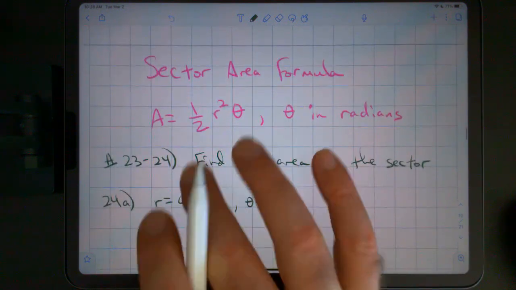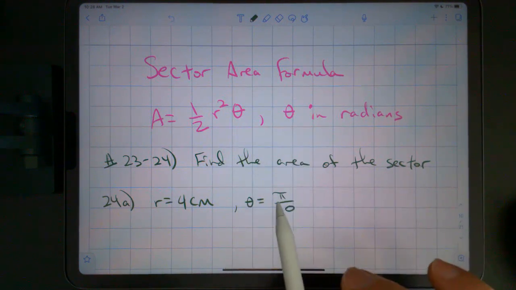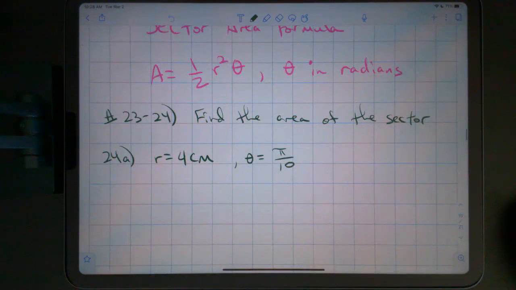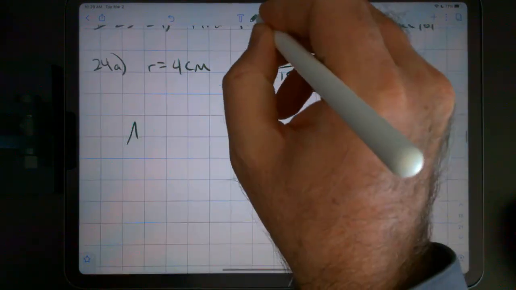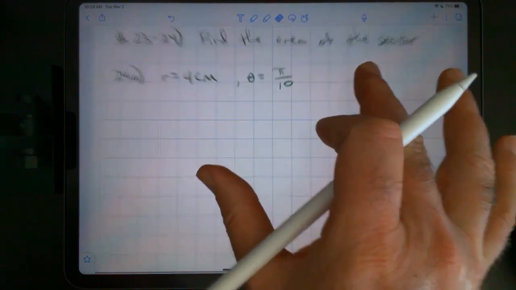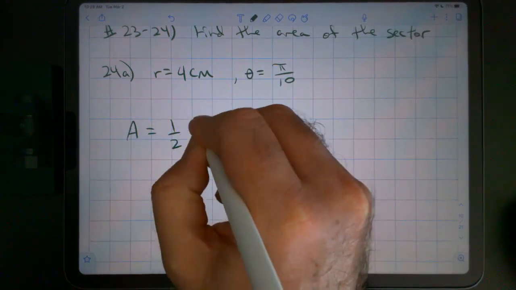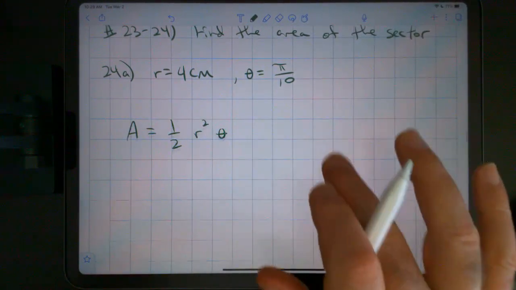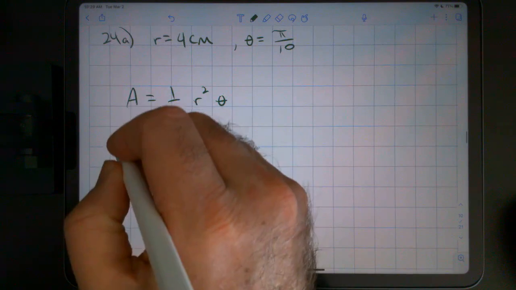So essentially we have the area is equal to 1/2 times your radius squared times theta, but again theta has to be in radians. So in 23 through 24, it says find the area of the sector determined by the given radius r and central angle theta. If you continually write down the formula, it will help you to memorize the formula. And then we just put in what we have.